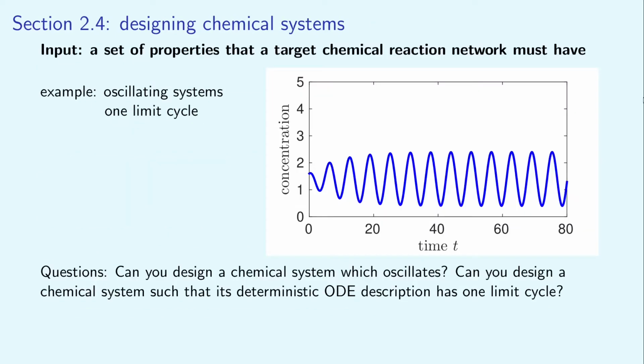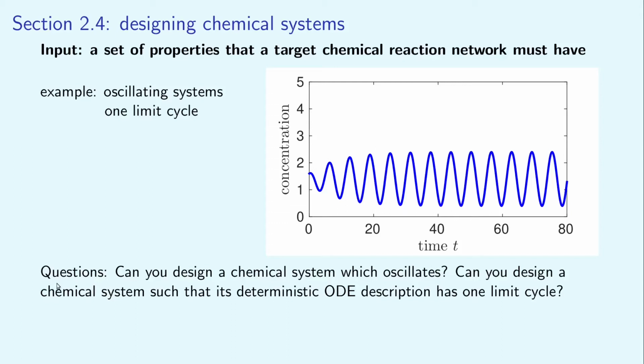So let me start with an example. Let us consider that the property which the reaction network should have are oscillations. We would like a system which has periodic solutions, as I have shown in this plot. We would like a system with a stable limit cycle. So starting with an initial condition, we would like solutions to converge to this limit cycle.